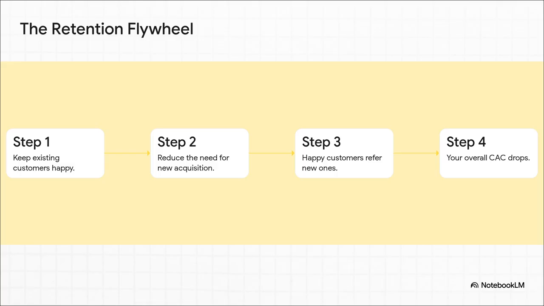And this creates this amazing, powerful feedback loop we call the retention flywheel. It works like this. You keep your current customers happy, so they stick around. That reduces the pressure on you to constantly be finding new people. Then those happy customers start telling their friends, and they bring you high-quality new customers for free. The result? Your CAC just plummets.